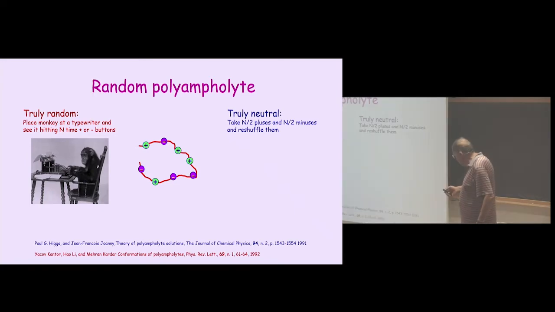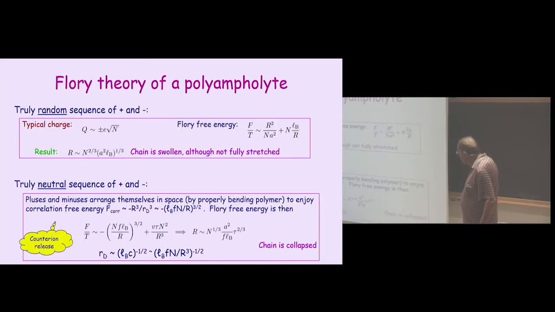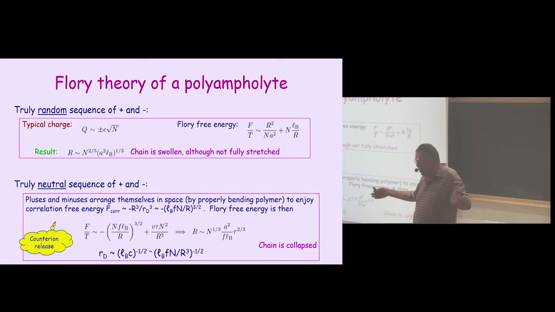Okay, so let's go. If you have a truly random sequence of pluses and minuses, you have this charge imbalance, because the monkey produced something not necessarily neutral for you. And then Flory theory will tell you that there is, of course, an elastic free energy, entropic elasticity. And for some reason, B became A, but they are close in the alphabet, so that's okay.